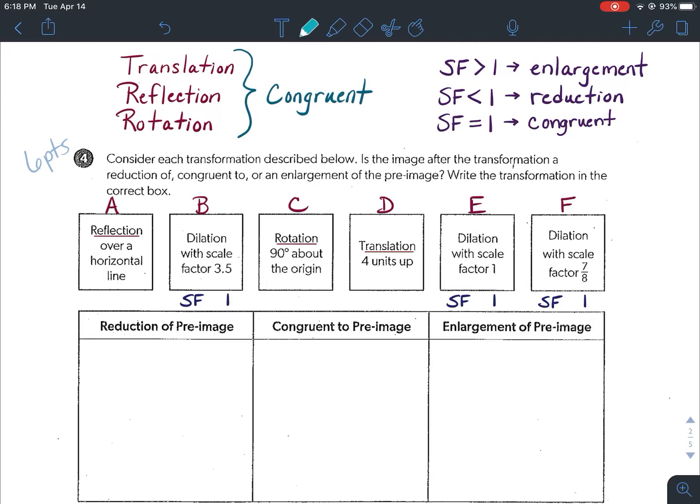Understanding Dilations, Worksheet 20, question number 4. Consider each transformation described below. Is the image after the transformation a reduction of, congruent to, or an enlargement of the pre-image? Write the transformation in the correct box.